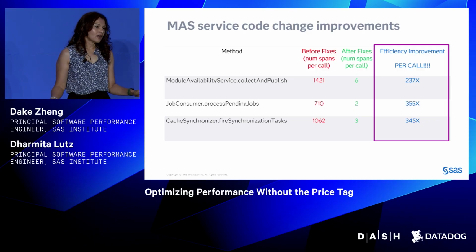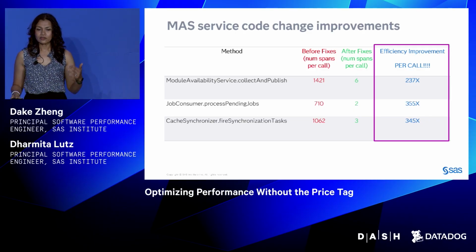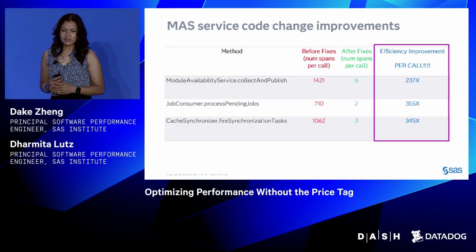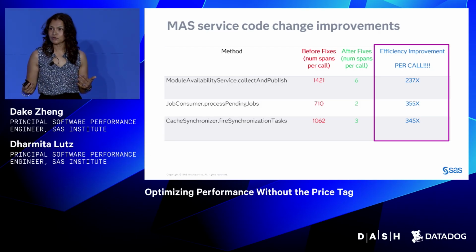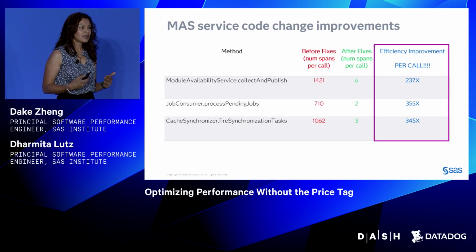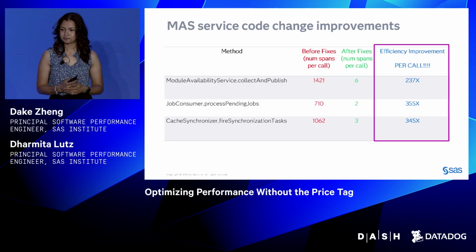This led to astounding optimizations. If you look at the rows, the 3 methods that had the N+1 problem, for example, the last one, the fire synchronization task, we went from 1062 spans per call to 3, which was a 345x improvement in the number of spans. And we were calling that method a lot less frequently.